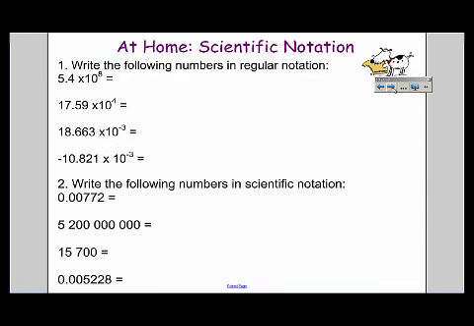This is the at-home portion of the lesson. This lesson's short and sweet. There's not a lot extra to do or to worry about for this. The only things that you need to be able to do is to take a number in scientific notation and change it to regular notation, or to take a number from regular notation and change it to scientific notation. So please complete these 8 questions for tomorrow. We will be taking them up in class and we will be checking.